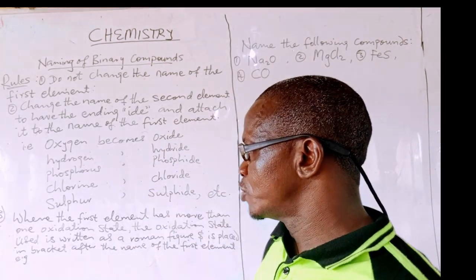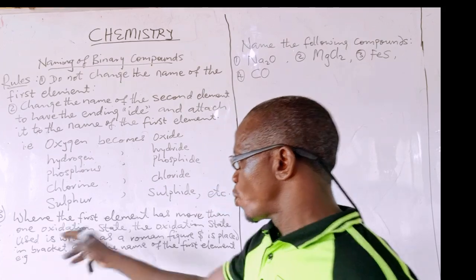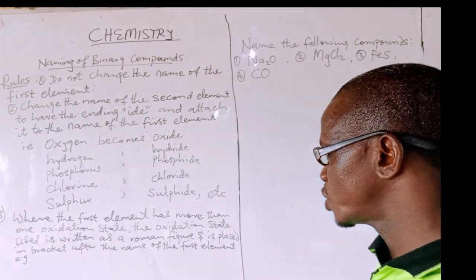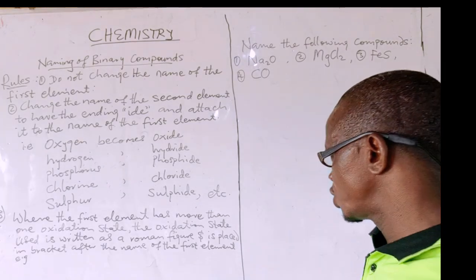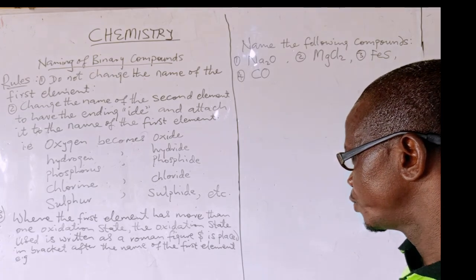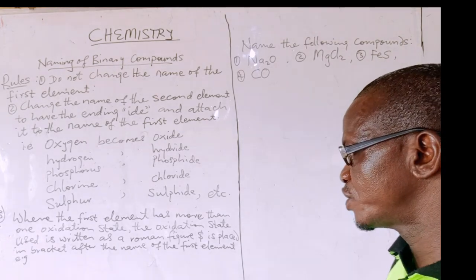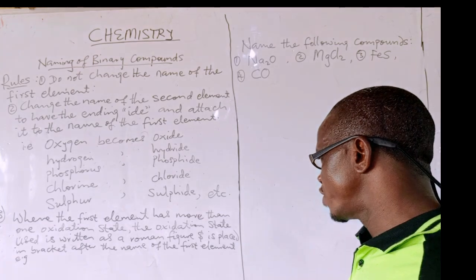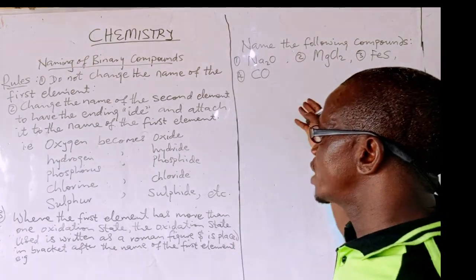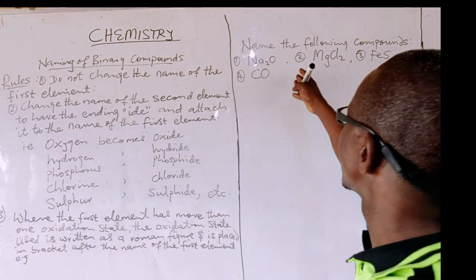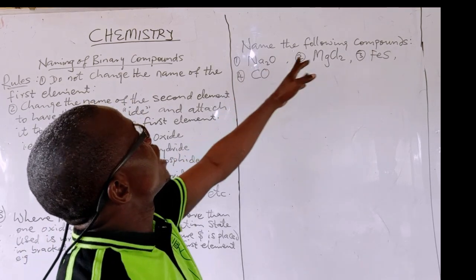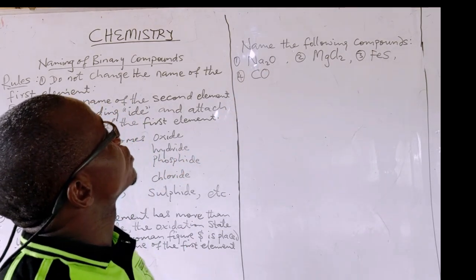So when that is done, let's go to rule number three, where the first element has more than one oxidation state. The oxidation state used is written as a Roman numeral and is placed in brackets after the name of the first element. Now we are going to see this when we solve this problem. Example: name the following compounds.